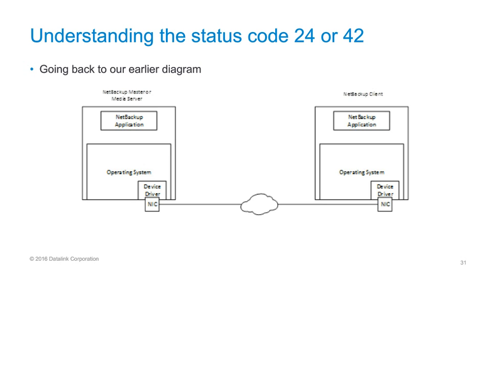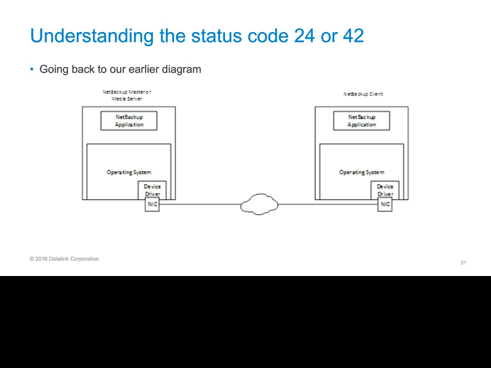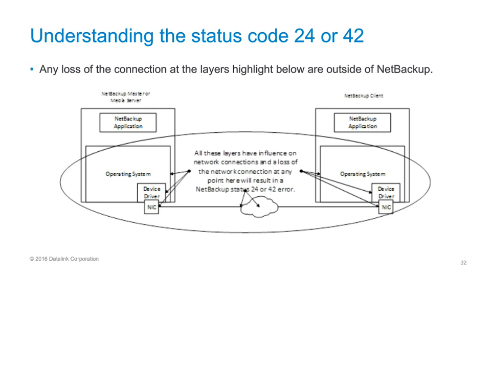But to jump back in, going back to our network or layer diagram with the NetBackup application and operating system, to use this diagram, a 24 or 42 is when the socket is lost from the NetBackup perspective. Now, where it's lost can be any one of these places that you see circled.